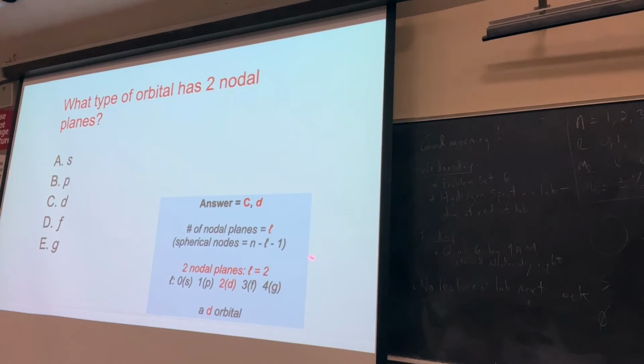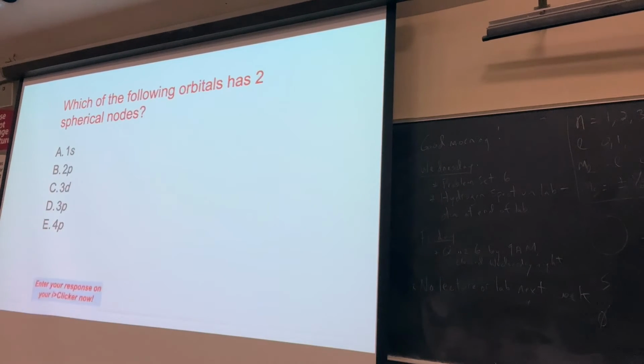But there's another kind of node called a spherical node. And this question says, which of the following orbitals has 2 spherical nodes? Now, the planar nodes just equaled L. For spherical nodes, the equation, if you saw on the last slide, is n minus L minus 1. So see if you can figure out which of these n and L combinations gives n minus L minus 1 equals 2, all right? Only one of them does. Here are the L values that go along with the letters. See if you can figure it out.